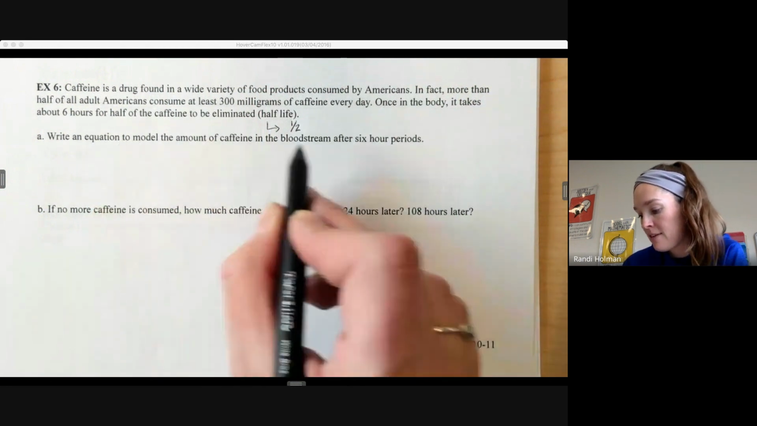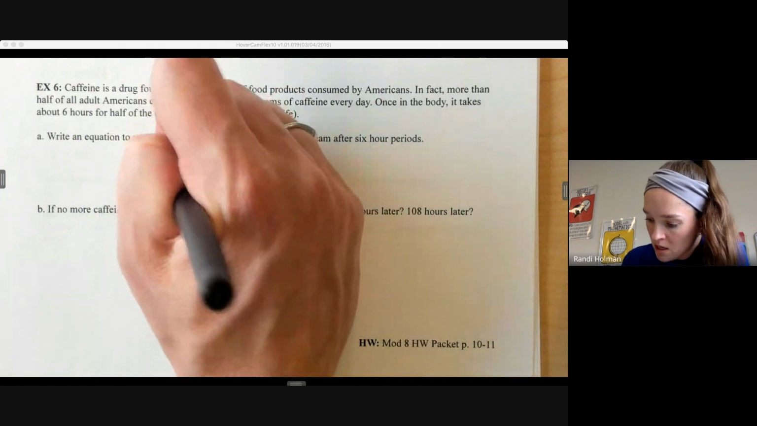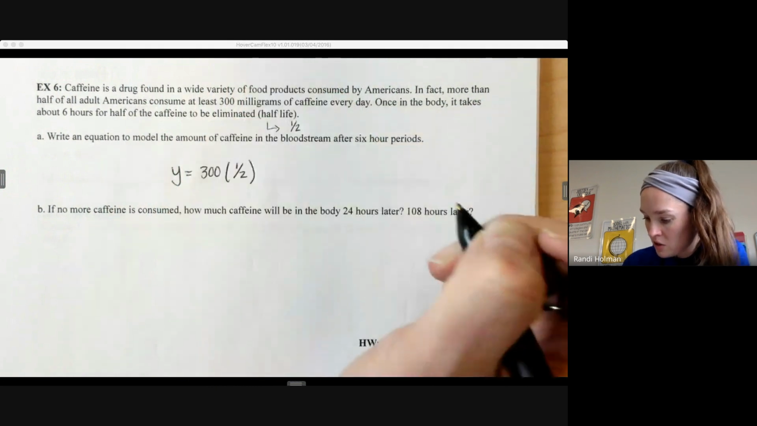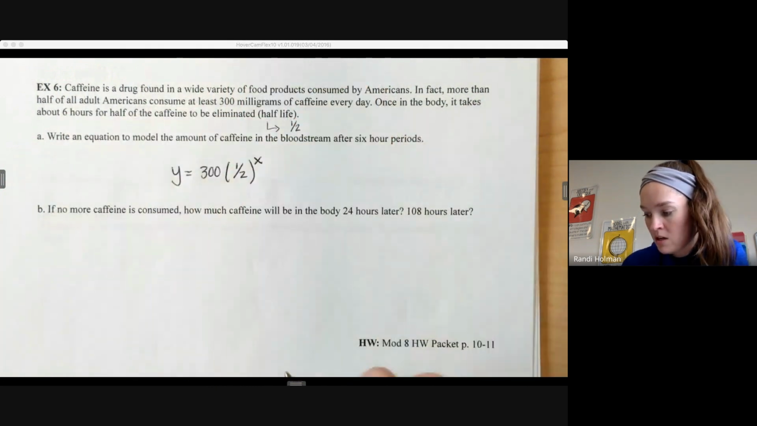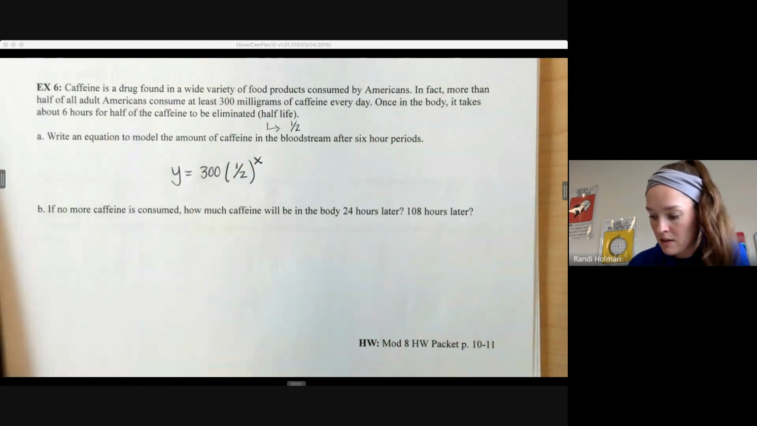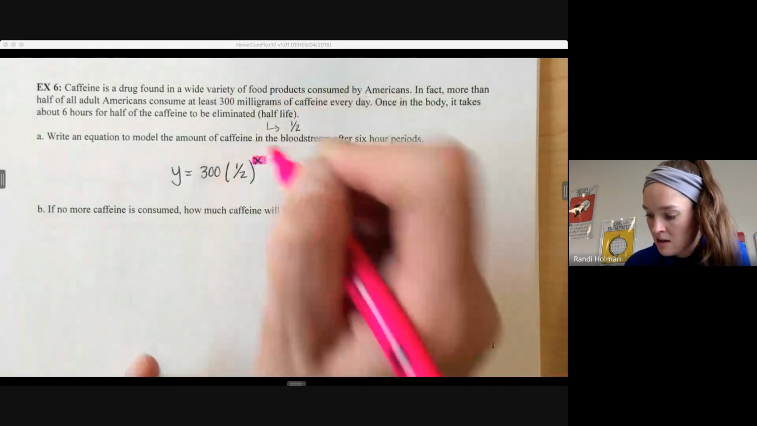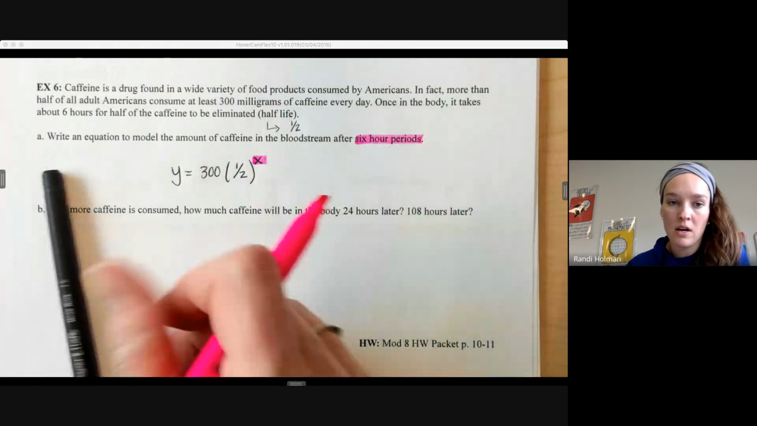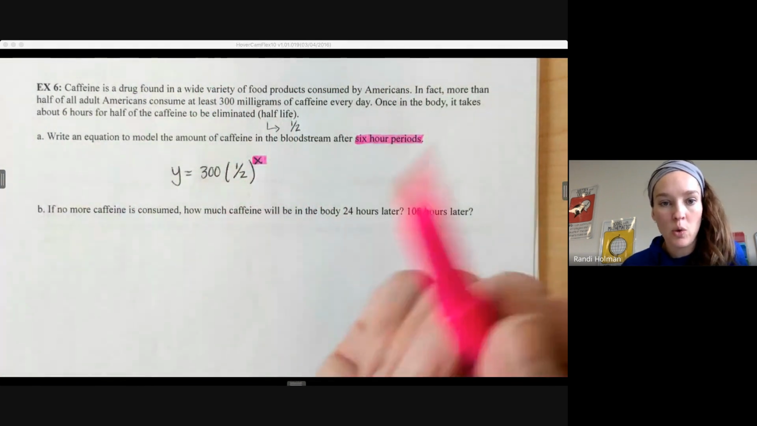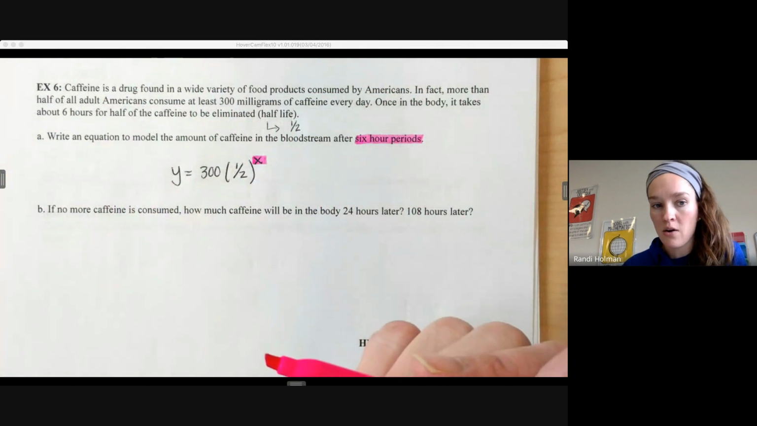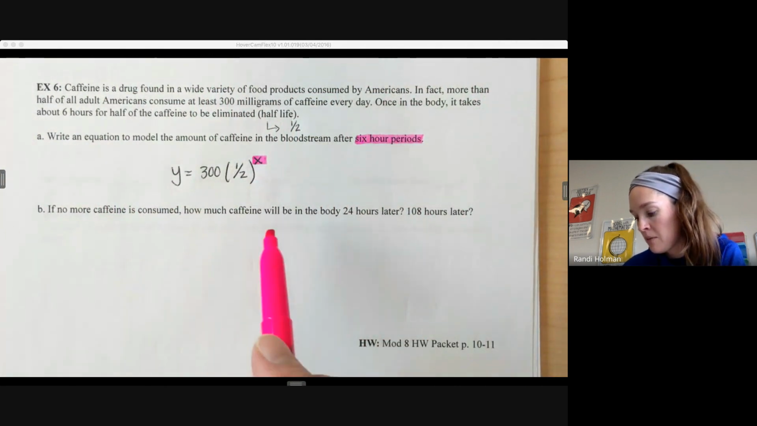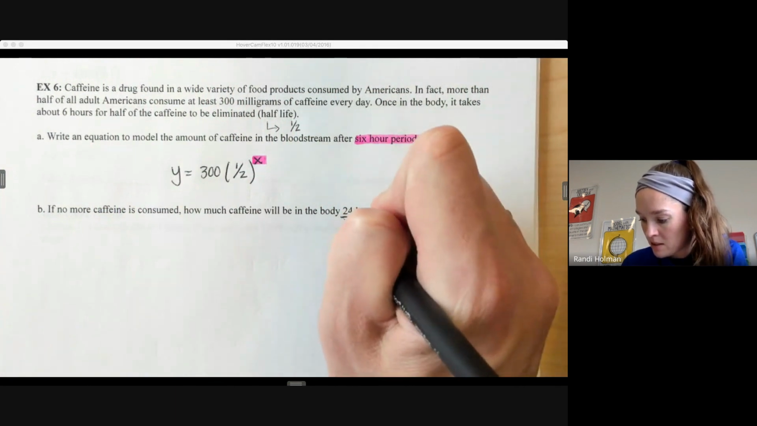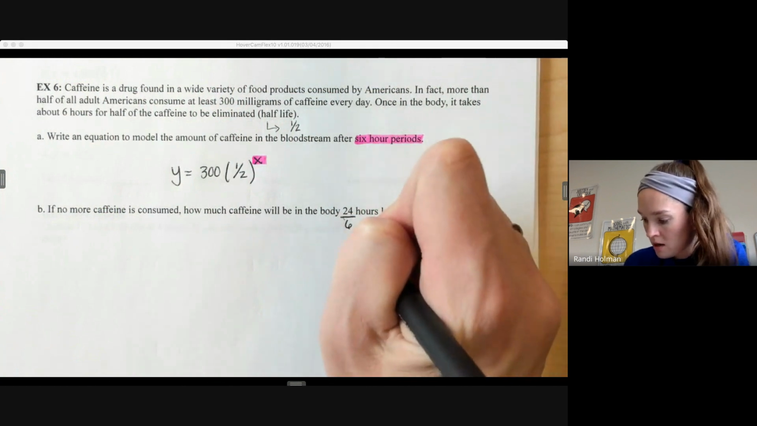Write an equation to model the amount of caffeine in the bloodstream after 6-hour periods. So we started with 300 milligrams. We're losing half of it each 6 hours. So X here, this is important that your X, this guy, is these 6-hour periods. So if it was after 6 hours, X would be 1. After 12 hours, X would be 2 in each 6-hour period. So if no more caffeine is consumed, how much caffeine will be in the body 24 hours later? So we have to figure out how many 6-hour time periods is this. So just divide by 6, we get 4 time periods.